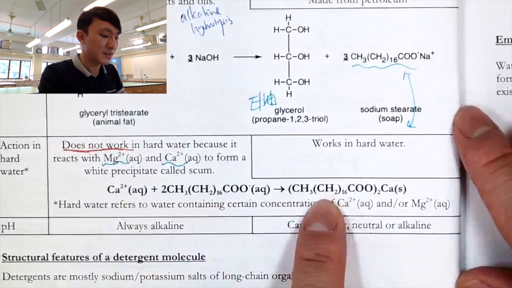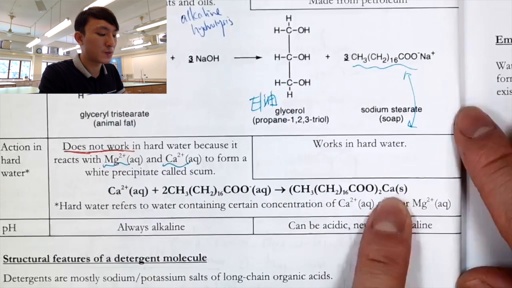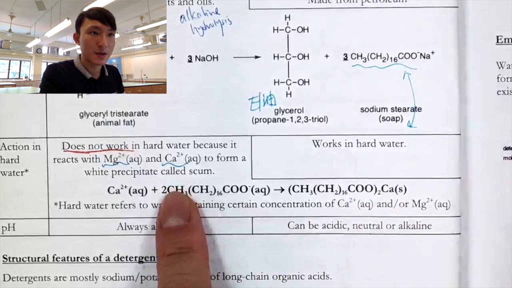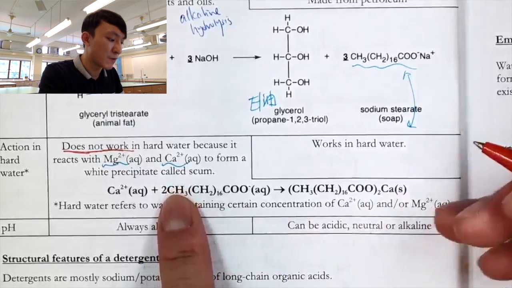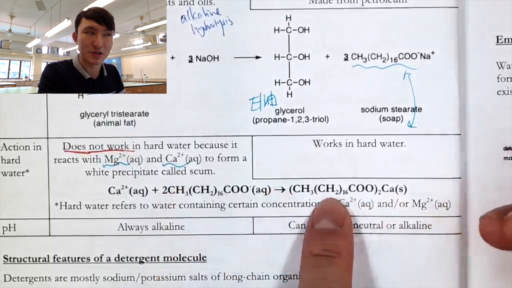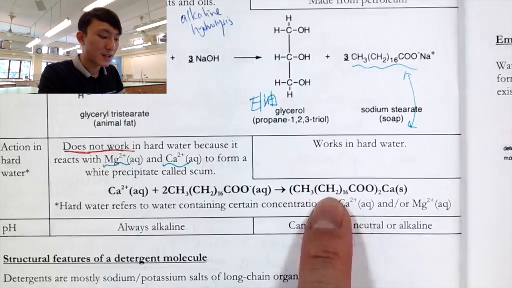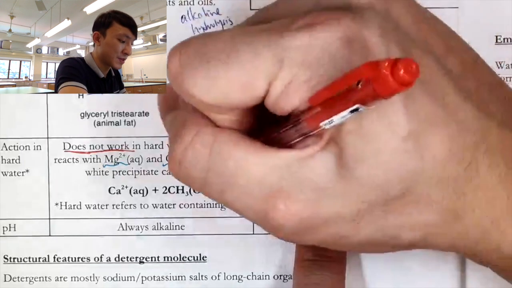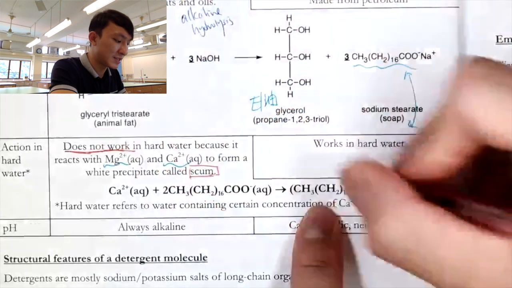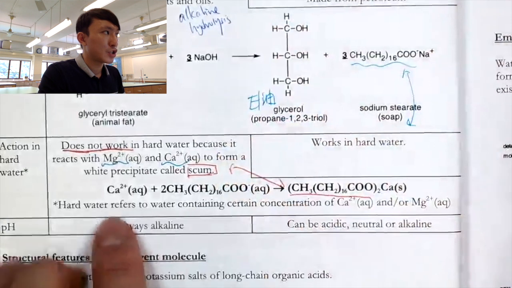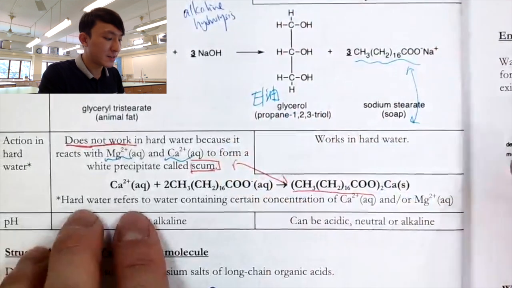For example, calcium stearate. This one is insoluble in water, and therefore, when you are using soap in hard water, you will be forming this white precipitate as you use it. So it's going to be inconvenient and dirty, not desirable. We call this scum. This thing is called scum. So this is the idea.